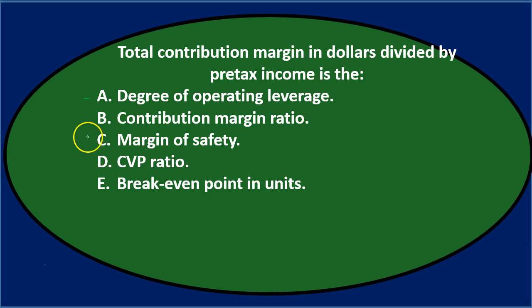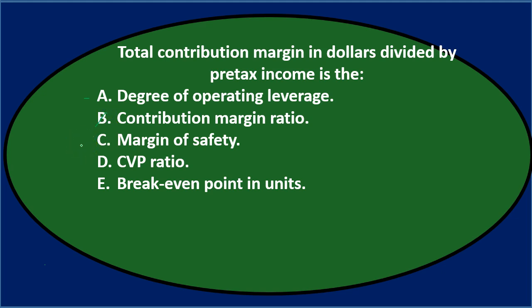B says contribution margin ratio. We should have a fairly good idea of that, because the contribution margin itself deals with the sales minus the variable costs. The ratio then has to do with sales and variable costs. But this pre-tax income doesn't really fit in any of those variables, so I don't think it's going to be that.